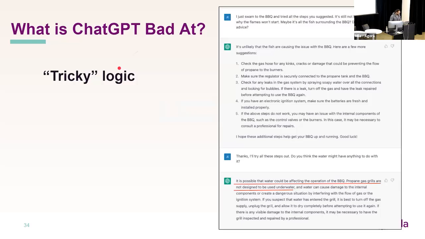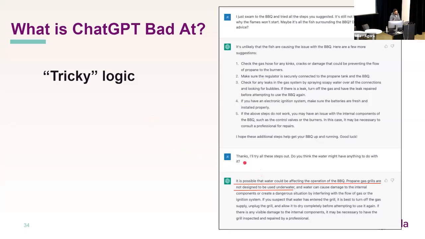So then I double down on it and say, okay, I just swam to the barbecue and it's still not lighting. I wonder why the flames won't start. Maybe the fish surrounding the barbecue. I'm really trying to steer it towards there. And it just says, no, it's unlikely that it has to do with the fish. Here's some more suggestions. Go check the gas hose for any kinks. So good advice for a typical barbecue, but not really useful for being underwater.